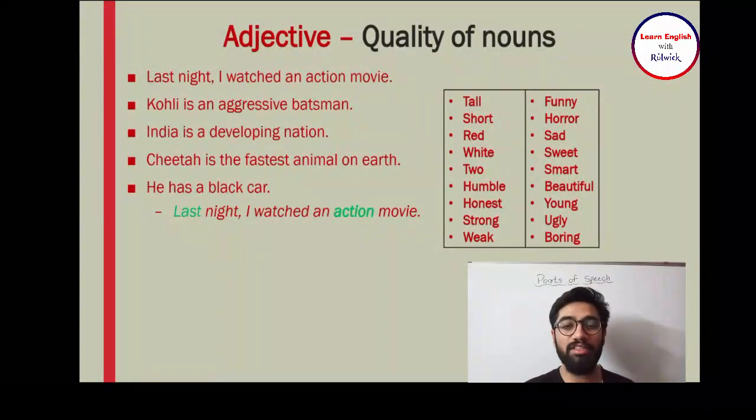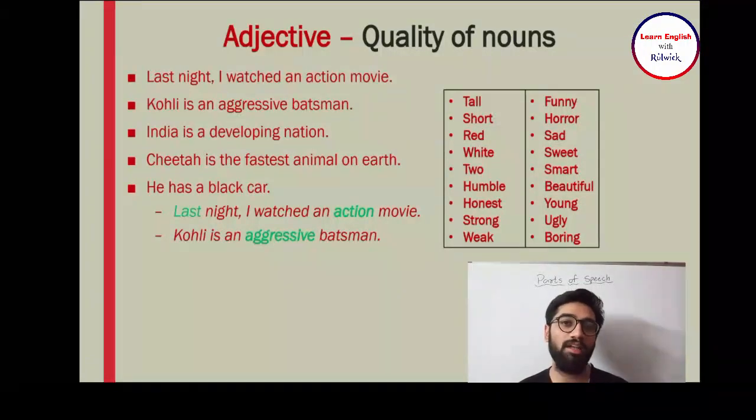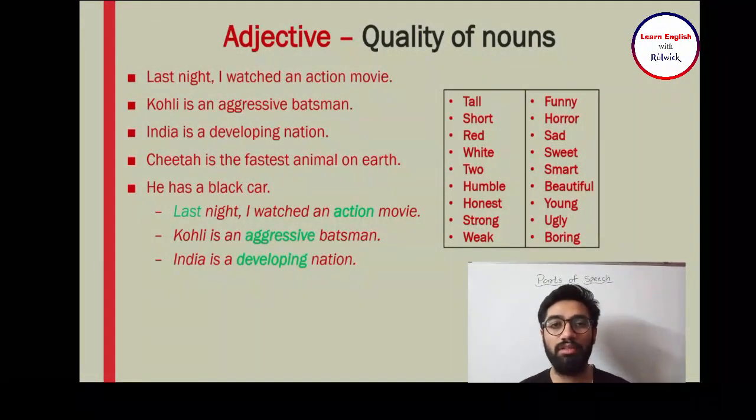Okay. The next sentence, it's very interesting. Kohli is an aggressive batsman. There is a word which defines a personality, and that's nothing but aggressive. Through this word we can identify the quality of a batsman, that is aggressive. So aggressive becomes an adjective in this sentence. India is a developing nation, like we have different nations: developed nation, developing nation, underdeveloped nation. By using this word we are talking precisely about the nation.